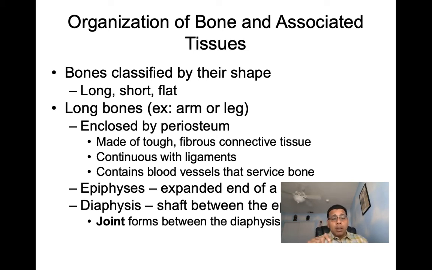Bone cells, we're going to start off by talking about osteocytes, one type, and then we'll look at the other two as well, are going to be found lying in lacunae.